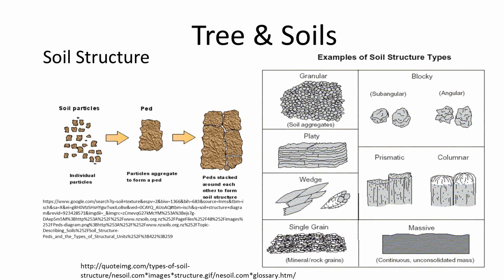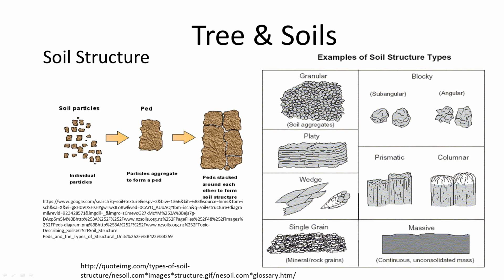So our soil structure looks something like this. We have soil particles, which when combined make a ped, and those peds stacked together around each other become our actual soil structure. This is a good example of good soil structure. You can see we have multiple size peds in this sample, and that's what you want. You want peds that are different sizes, so you have both micro and macro pores, and a good amount of CEC, so that you're going to have a nice healthy soil.